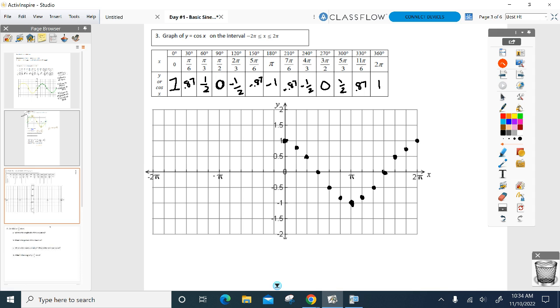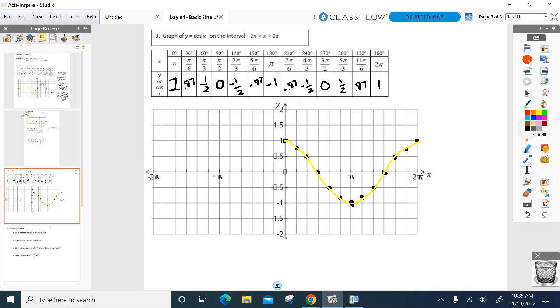And same thing as the sine, smooth curve. This is not a V formation. This is a smooth curve. Definitely different than the sine curve. And again, this is cosine.